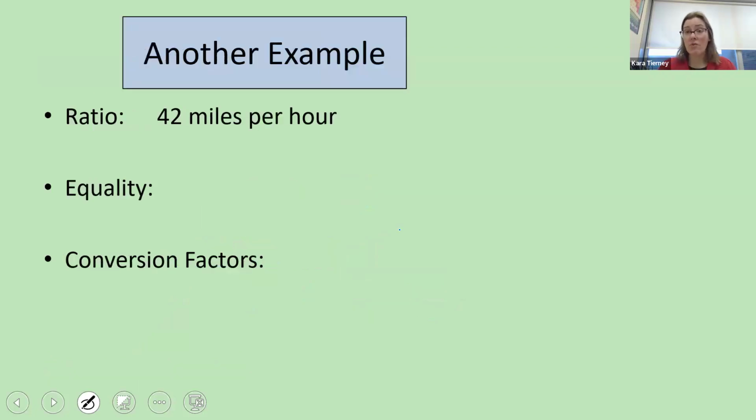If I were to tell you that we were traveling in a car at 42 miles per hour, we could write that as an equality. What that means is in 1 hour, I will have traveled 42 miles. So I could write that as the equality 42 miles equals 1 hour. And then I can write that as two conversion factors, using the abbreviation for miles per hour.